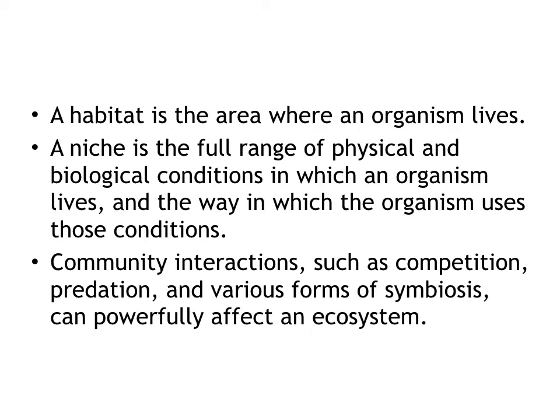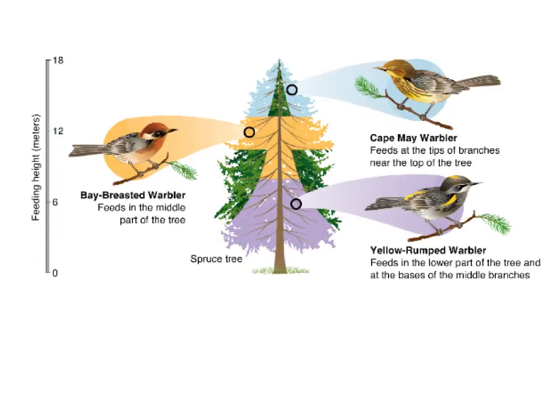And community interactions such as competition, predation, and various forms of symbiosis can powerfully affect an ecosystem. So take a look right here. These three different types of warblers are all going to live in the same tree, but they're not going to occupy the same niche, right? Notice how the one uses the bottom, the other one in the middle, and one at the top. So by having them occupy three different niches, they have three different roles in this habitat, this tree, and so they're not competing with each other.